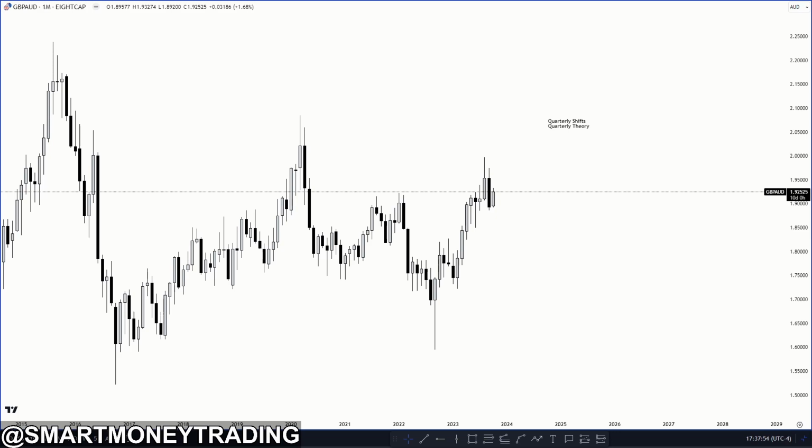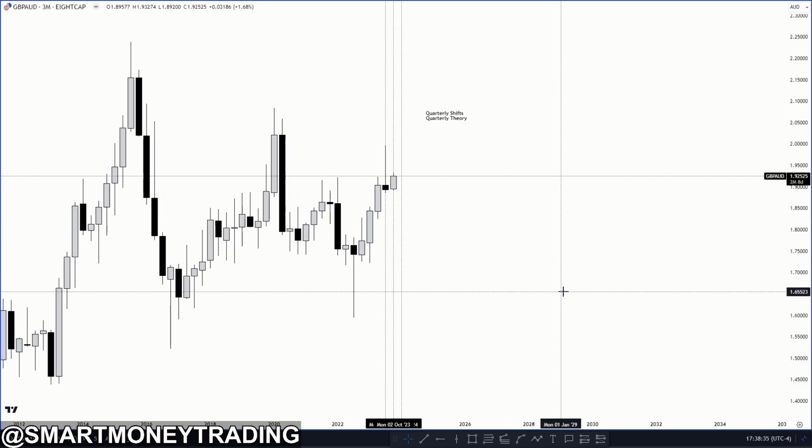Just view the higher time frame macro perspective with the quarterly shifts, and then break it down with quarterly theory, understanding how the accumulation, manipulation, distribution, and continuation or reversal phase is likely to occur. So here we're going to go to the 3-month chart on GBP AUD, and we're going to mark out our quarterly shifts. We have marked out our quarterly shifts from the 3-month chart, and we're going to go down to the daily and draw the look back periods. So that's what I'm about to do.